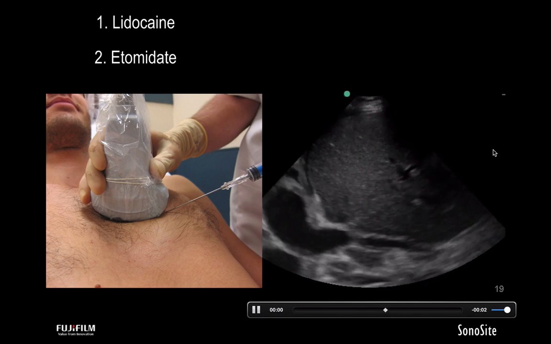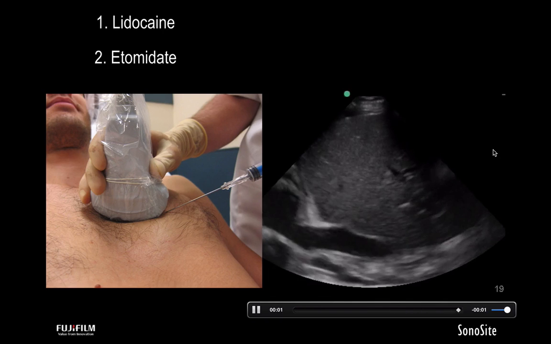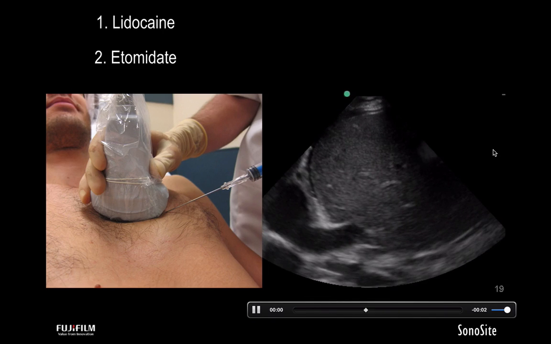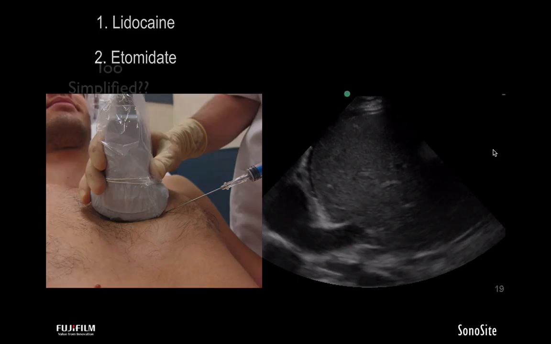Here's his IVC, again, collapsing. Before it was nice and plethoric. Now it's nice and collapsing. So people say, is this too simplified? Is this too easy? Well, we've done probably 5 or 10 of these, and I can tell you they're really very simple. And I hate saying they're too simplified.